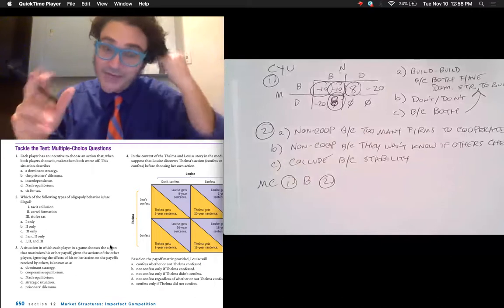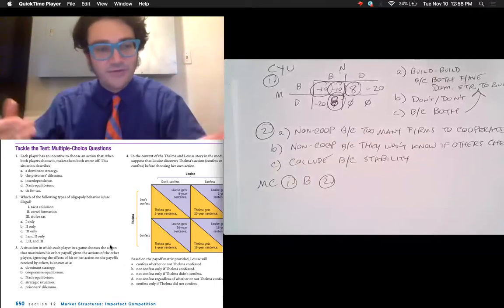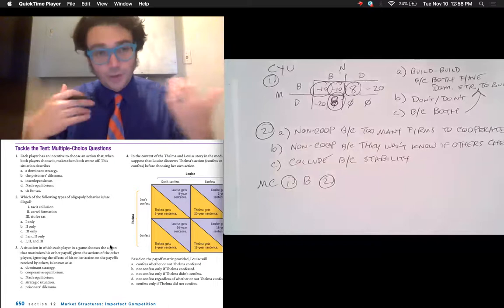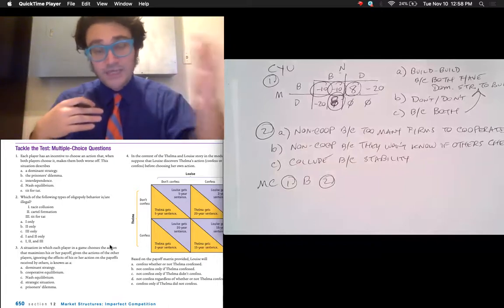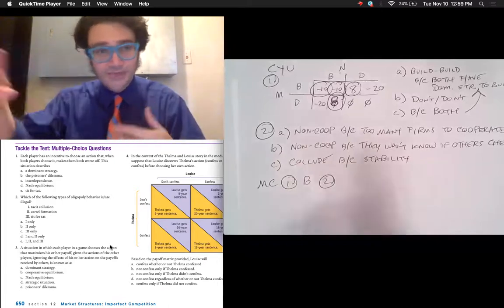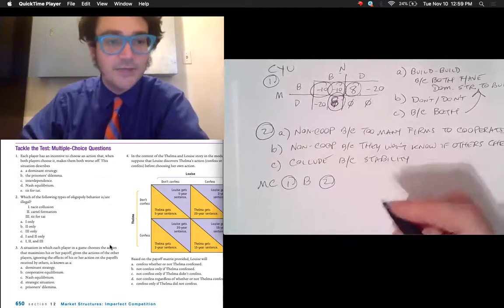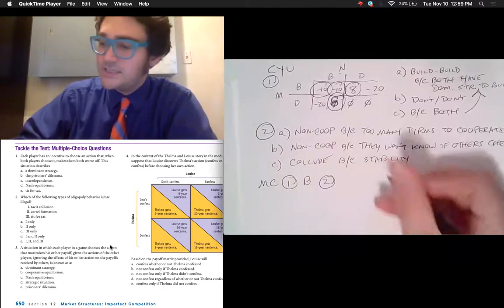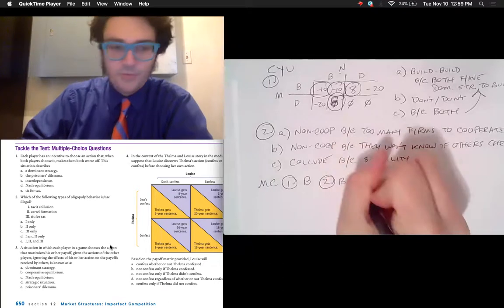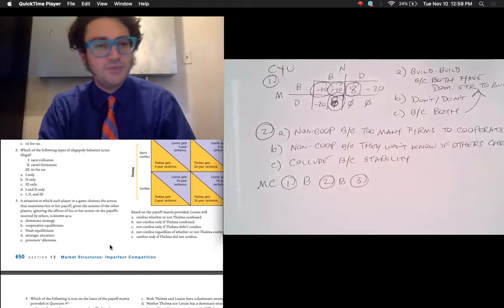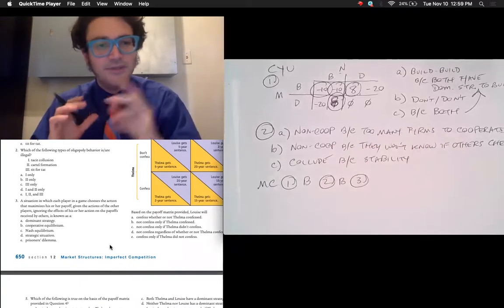Cartel formation, that's illegal. You can't sit down and draw up a contract. And tit for tat is a strategy where you play as the other person did. Whatever they did, you play that. That's what tit for tat is. So that's not illegal either, just cartel formation. So that's B.